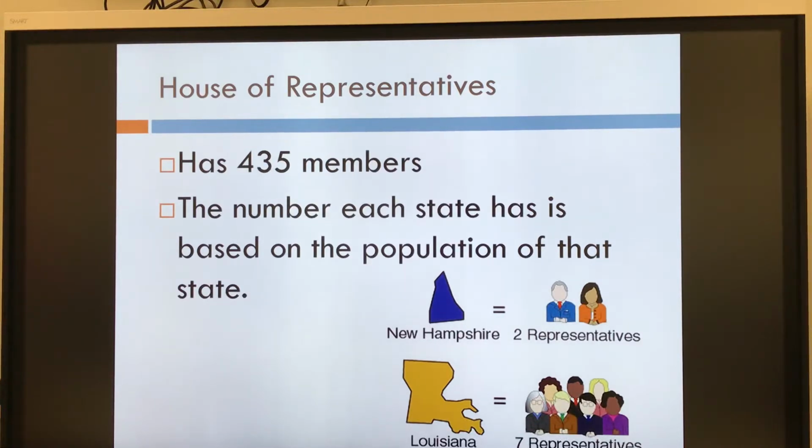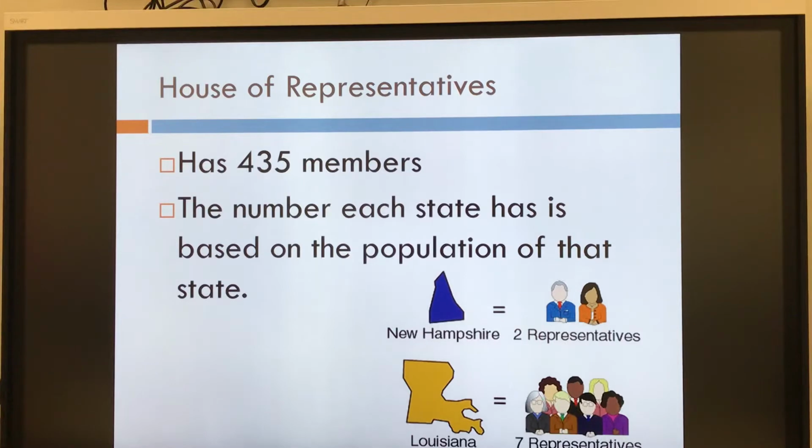And you can see a diagram or a picture there in the bottom right-hand corner of the slide. The state of New Hampshire doesn't have a big population. They get two representatives. The state of Louisiana, they have more people living in that state, and they get 7 representatives. The state of Virginia is kind of an average-sized state. The state of Virginia gets 11 representatives. So the state of Virginia has more people living in it than New Hampshire and Louisiana. So Virginia gets 11 representatives.